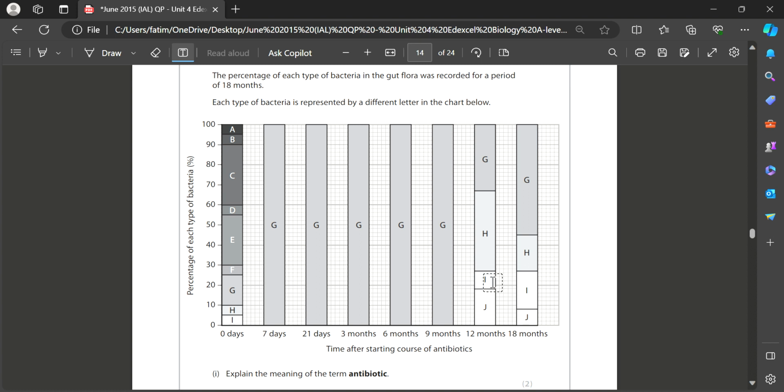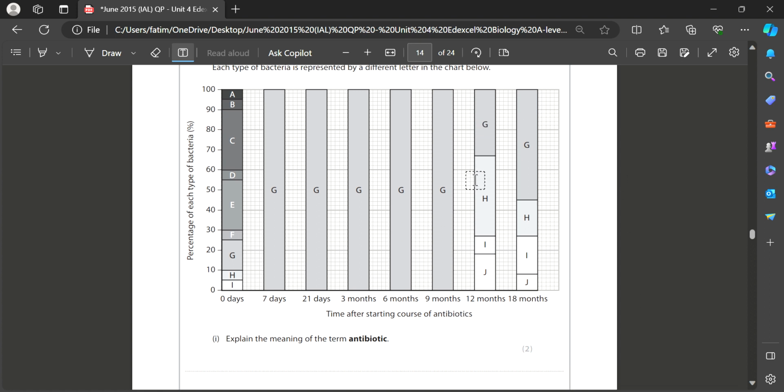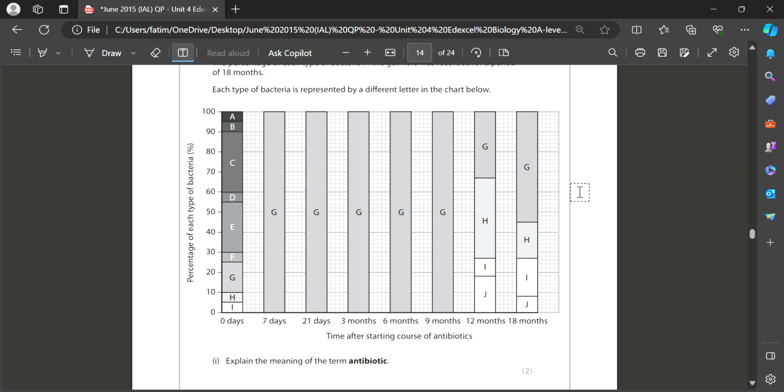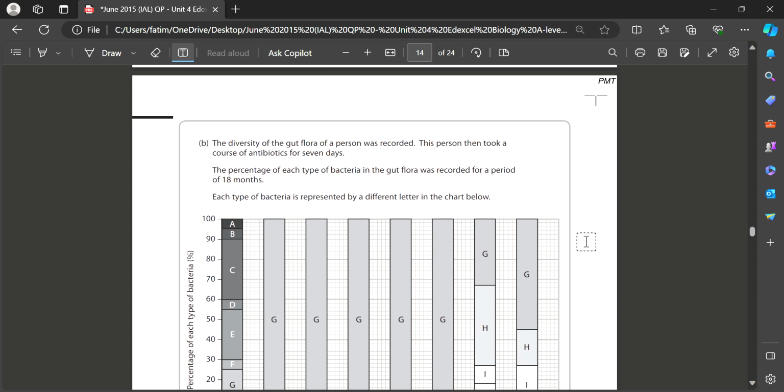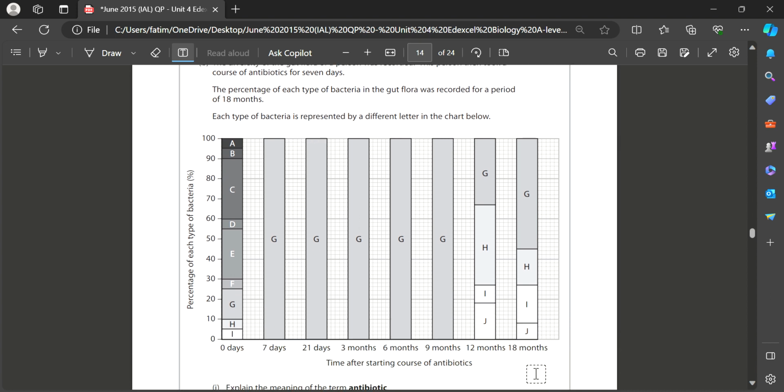What could be that other reason? I don't know if they're going to ask us about it, but it is definitely confusing. H and I came in, and that's definitely because they're consuming H and I. So it can be because of diet. It could be because they're taking some other medications or supplements which have it. It's definitely coming out of diet, H and I. So that's what we know right now. So 12 to 18 months, they just came back.